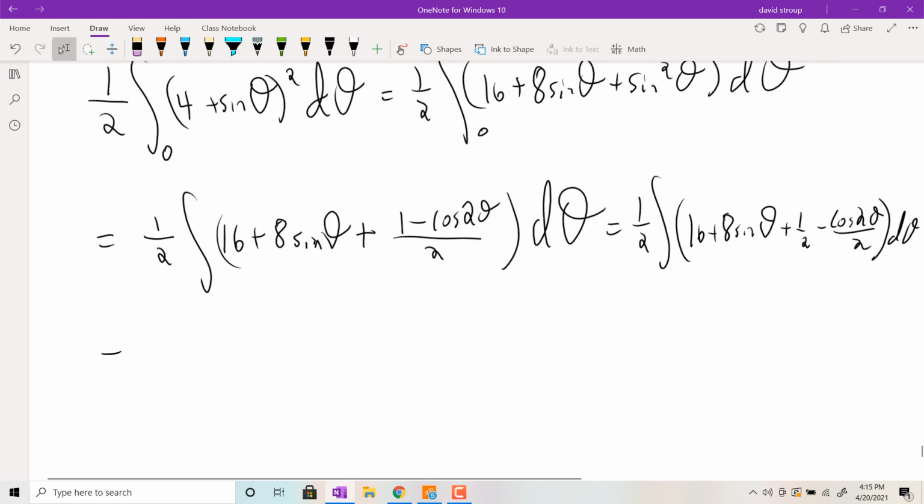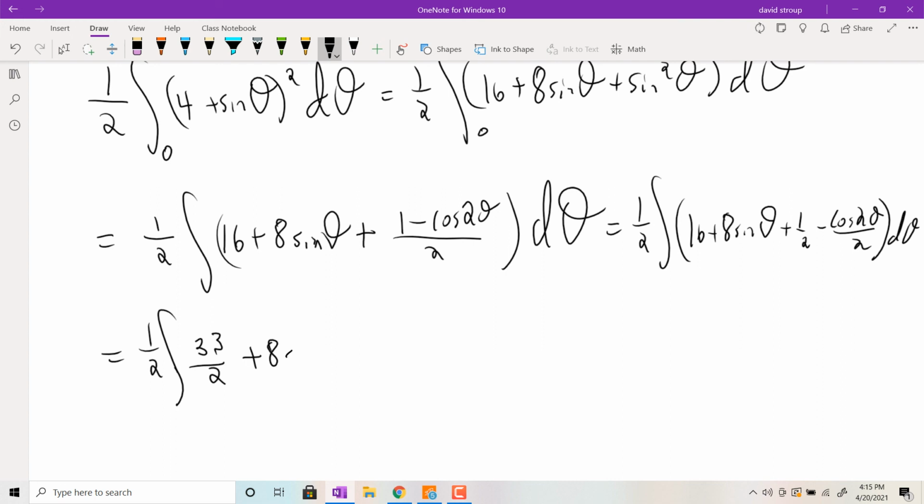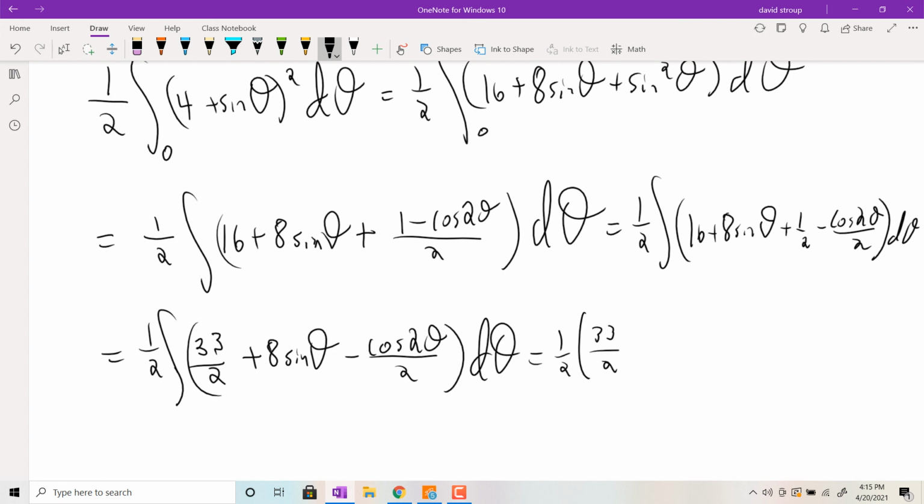Okay. So 16 plus 1/2, that's 32 halves plus 1/2, so it's 33 halves, plus 8 sine theta minus cosine 2 theta over 2 d theta. Now I'm going to integrate. So I'll have 1/2 times 33 halves theta plus the integral of sine, which is negative cosine theta. And then the integral of cosine is sine. If you did a u sub, there would be a 1/2 constant floating about, so this would be sine of 2 theta over 2. There's already a 2 there, so it becomes 4.